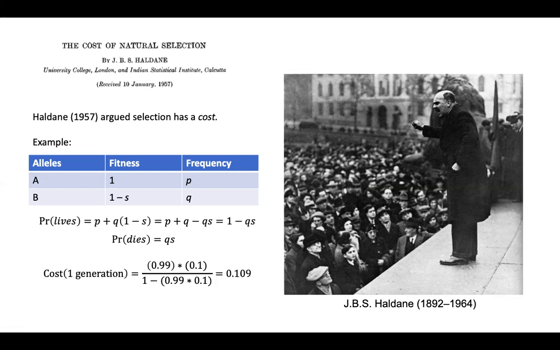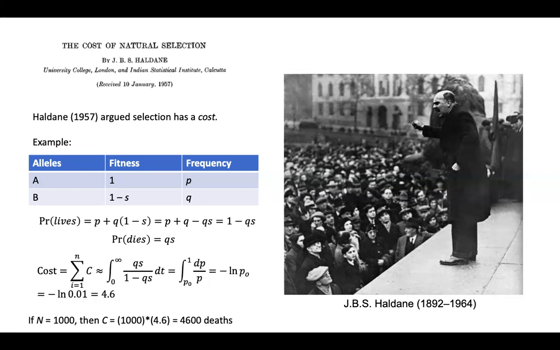Now, as an example, if P equals 0.01 and Q equals 0.99 and S is 0.1, then this proportion is 0.109, which is around 11% of the population. That means that if the population is going to maintain a constant size, then the A alleles must have around 11% more offspring in that generation to compensate for the loss of selective deaths.